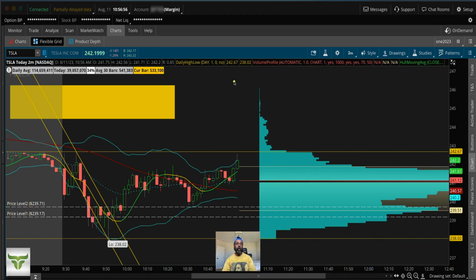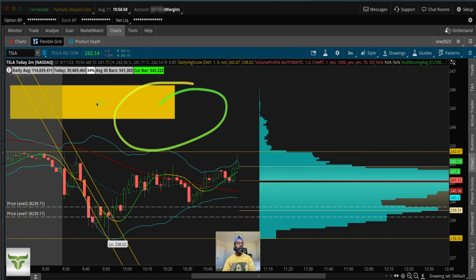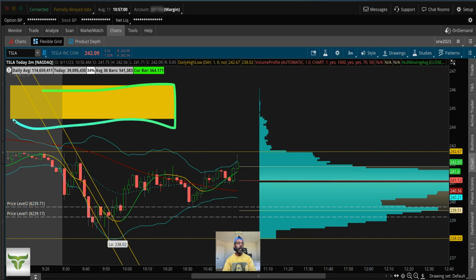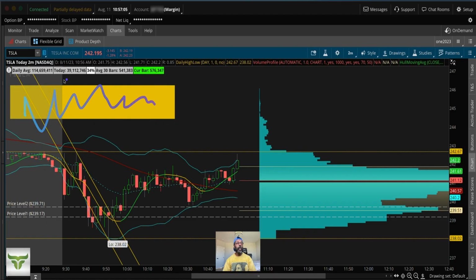First thing we always do is we always draw the box here. What's the box? The box is volume. The box is volatility. The box is price action. And the box is support and resistance. That's what comprises the box.